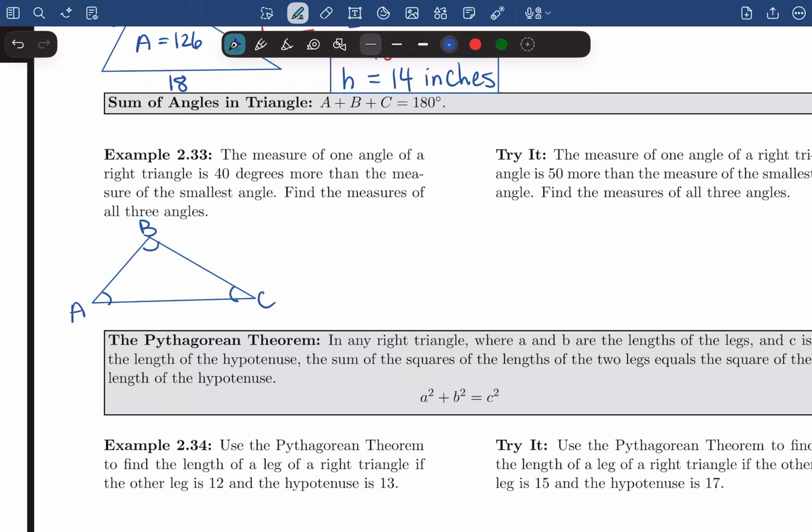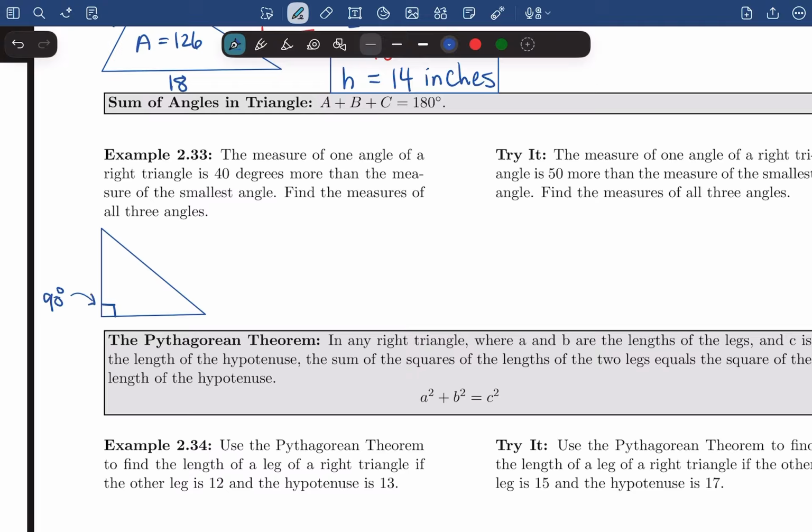2.33 says, the measure of one angle of a right triangle is 40 degrees more than the measure of the smallest angle. Find the measures of all 3 angles. All right, so I'm going to draw a new diagram. They told me this is a right triangle. A right triangle is one that has a 90-degree angle in it, and we put a little square in the corner to show that. So we know that this angle right here is 90 degrees.